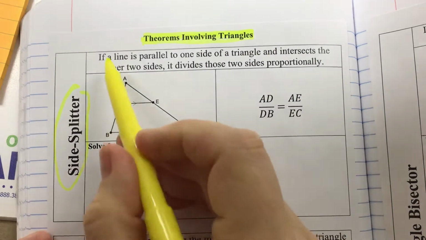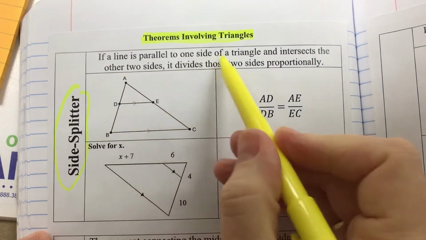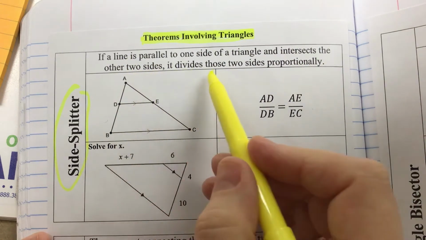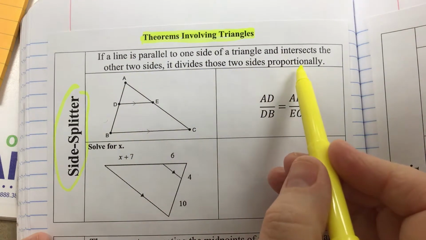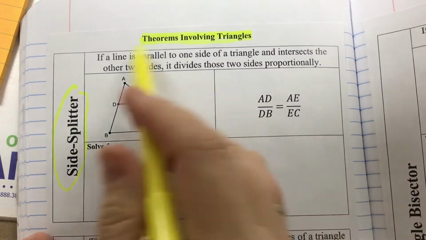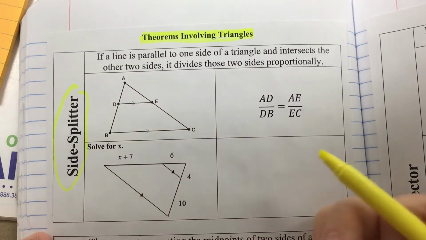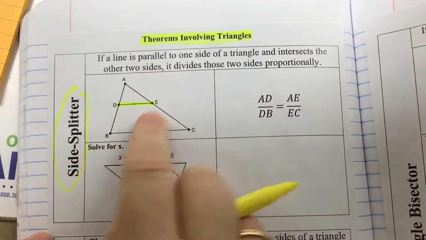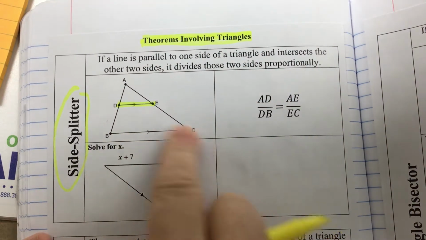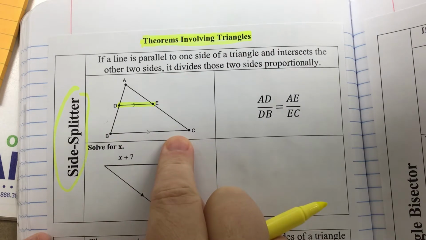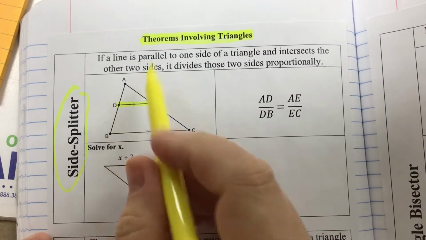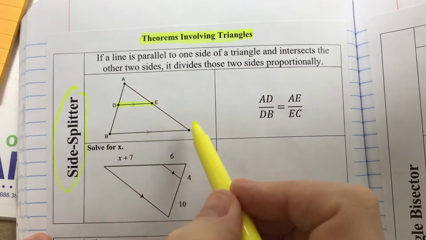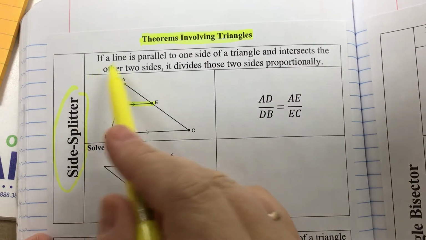It says if a line is parallel to one side of a triangle and intersects the other two sides, it divides those two sides proportionally. So in this picture over here on the left, DE is parallel to BC, so it's parallel to one side of a triangle, and it intersects the other two sides. D intersects AB, and E intersects AC. So again, it fits the first criteria.